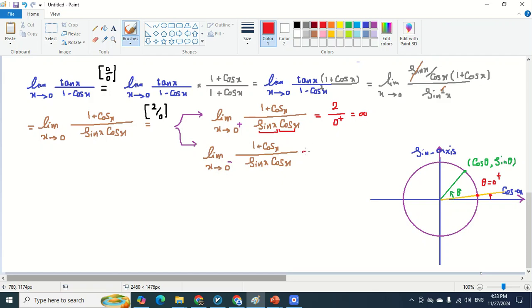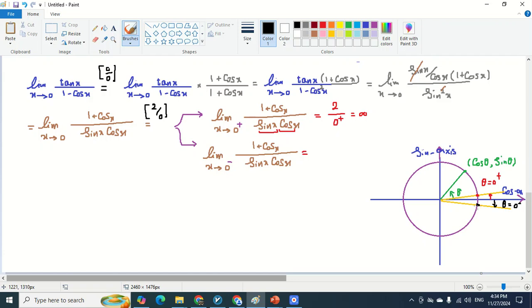And for the case that we have (1 plus cosine x) over (sine x cosine x) and x tending to 0 minus, then the ray that we should consider is in the fourth quarter. As you remember, the clockwise direction determines the negative theta, so this theta is determined by 0 minus.